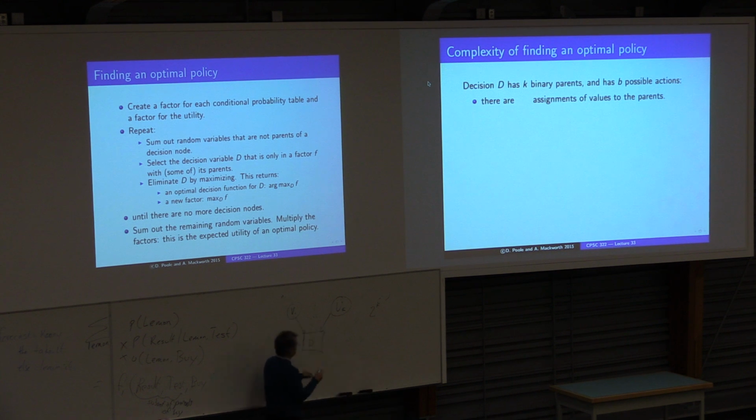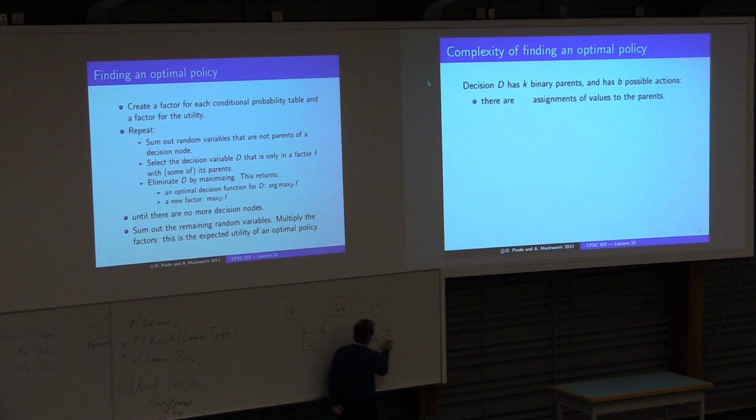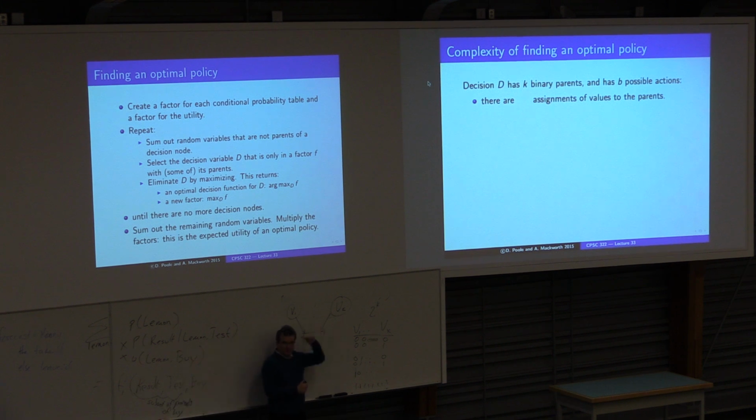We could build a big table of V1 to Vk. If each had 2 values, say 0 and 1, this could be 0, 0, 0, then 0, 0, 1, and all the way down through 0, 1, 0 and 0, 1, 1, and 1, 0, 0, all the way down to 1, 1, 1. There are all these 2 to the k different binary numbers with k digits. Any questions about that?